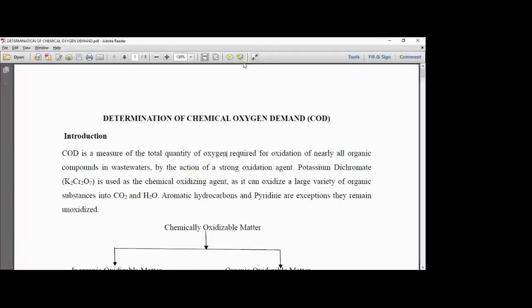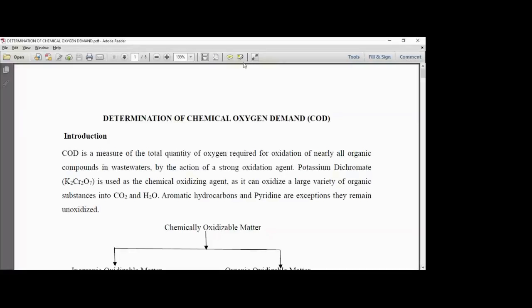So we have seen DO, that is the dissolved oxygen. Normally, a gas has a tendency to get dissolved into a liquid. Here our gas is oxygen and the liquid is water. So how will the oxygen get dissolved into the water?